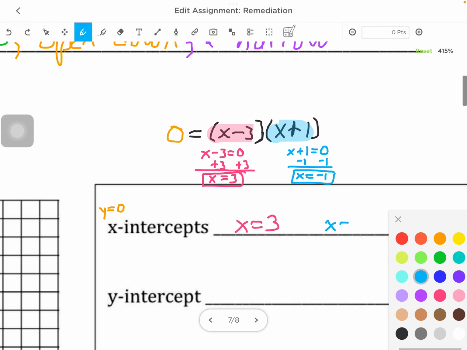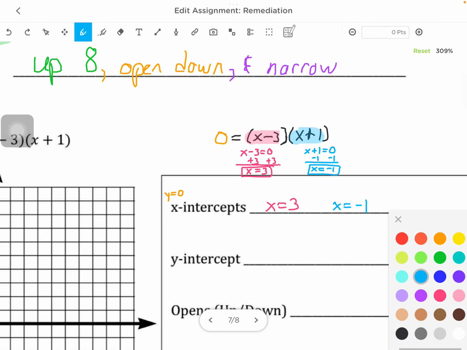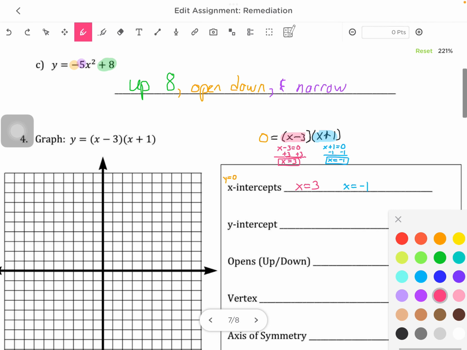Some teachers might want you to write them down as an ordered pair, so if your teacher asks you to do that, you can do that too. Okay, so I'm going to go ahead and graph those points. These are the points along the x-axis right here. I'm going to graph x equals 3, done in pink, and x equals -1 in blue.